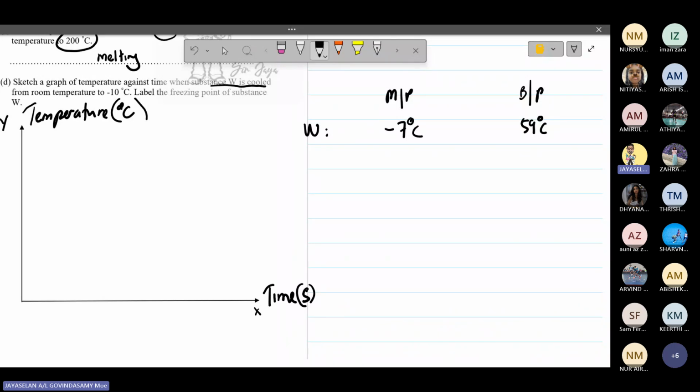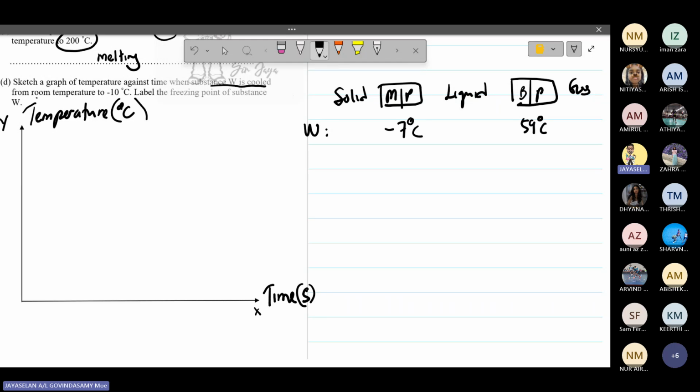Substance W is cooled from room temperature. So you already did it like this, right? So here you all put what? Particle in solid. Okay, after melting point, particle in liquid. Okay, after boiling point, particle in gas. You already put that. And what is the melting point of W? Okay, -7, boiling point 59, right?